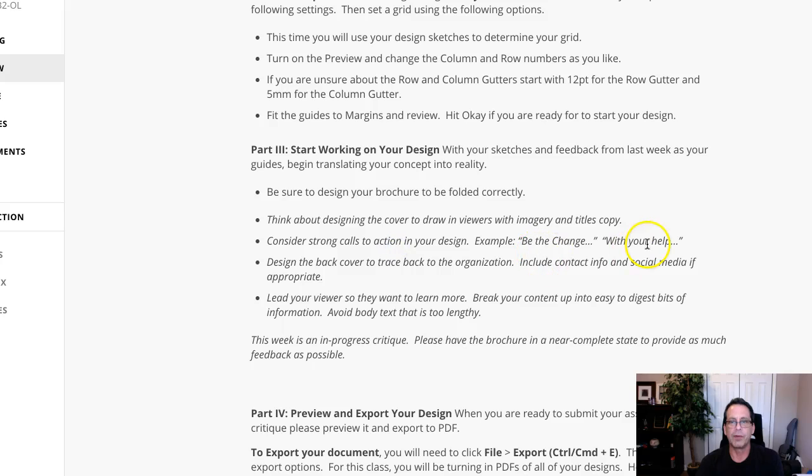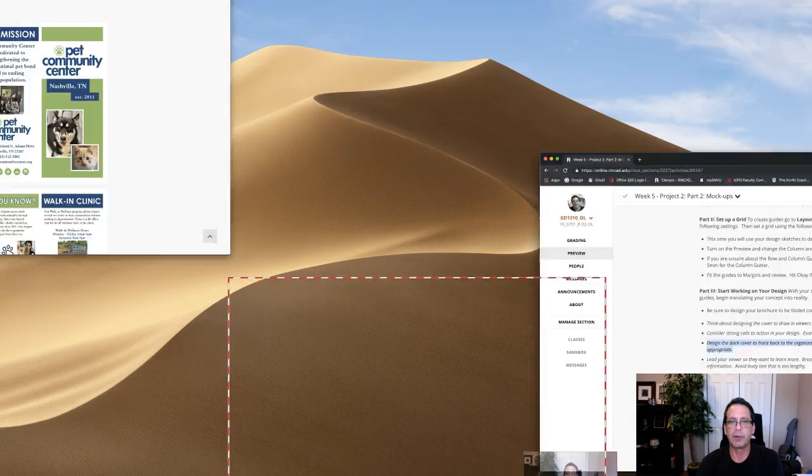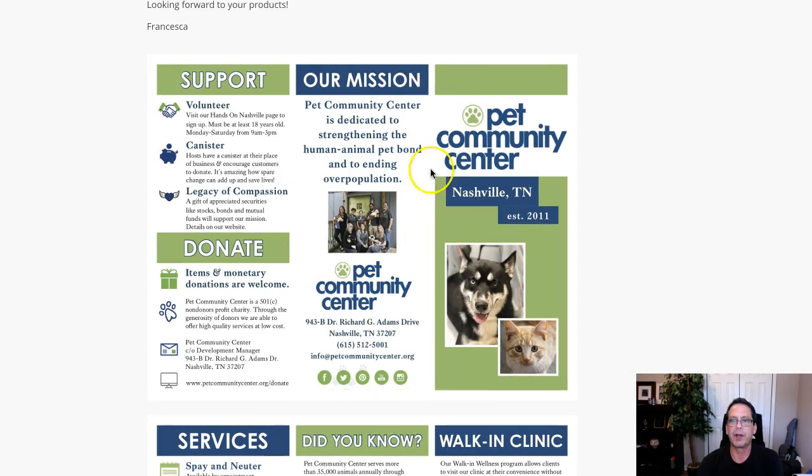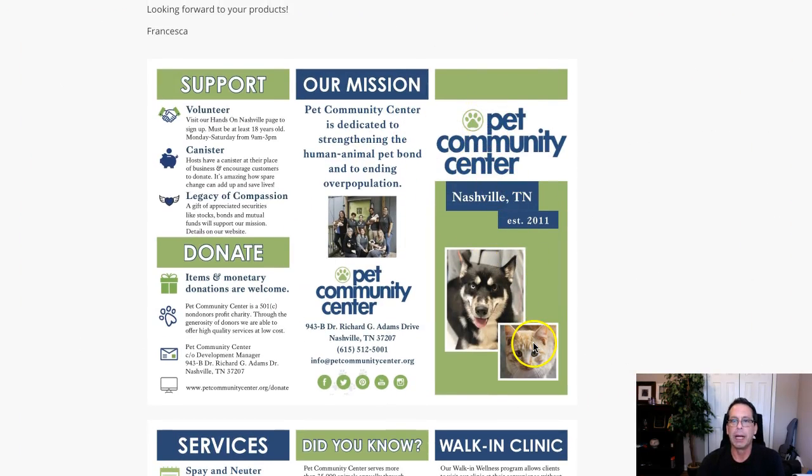Consider it a strong call to action on the cover, and all throughout the brochure as well. So you've done a good job designing the back cover to trace back to the organization. That's great. Theoretically and conceptually, the front and back covers are set up pretty well.